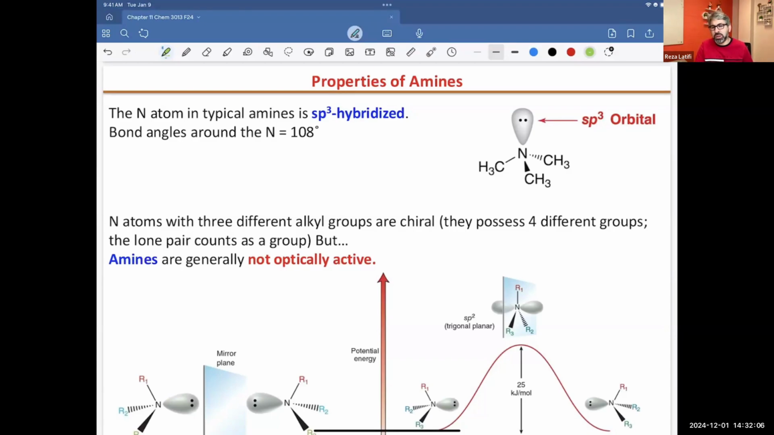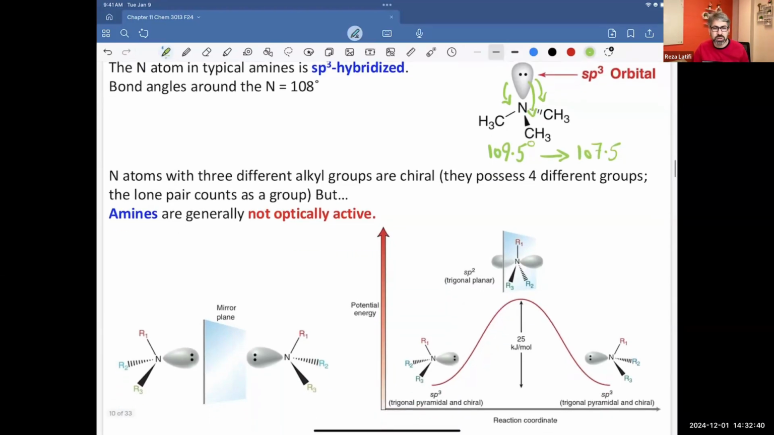If you're dealing with primary, secondary, or tertiary amines, there will be a nitrogen with a lone pair. That lone pair applies a steric effect that pushes the bonding pairs and forces them to get close to each other. As a result, the bond angle for a tetrahedral geometry goes down from 109 to 107.5, or you can say 108.